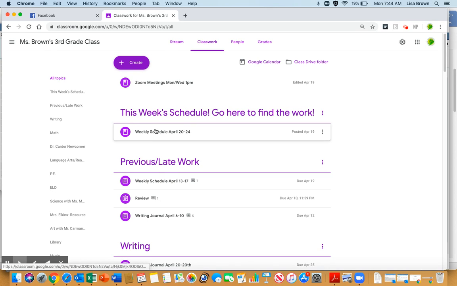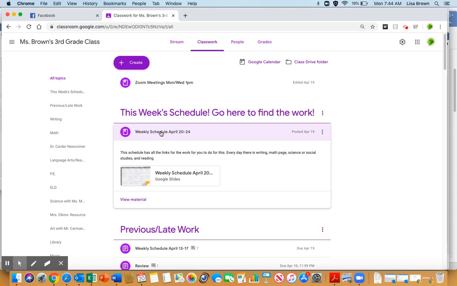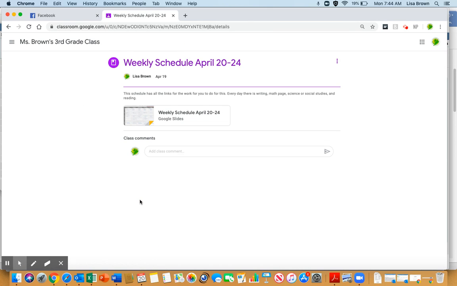So that's the tab, and underneath it has our weekly schedule and today's date, so you don't get confused. You can see under previous work, there's last week's schedule, but we want the schedule for April 20 through 24th because that's this week. I click on it, it gives me the assignment, and then down here it says view material. So I click on that, and now it gives me the directions. The schedule has all the links for the work you're going to be doing. Every day there is writing, a math page, science, social studies, and reading. Now I click on the Google slide.